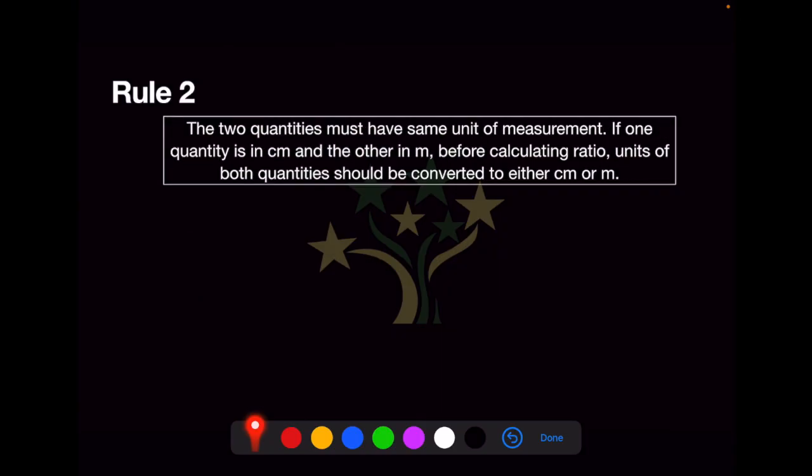Rule number 2. The two quantities must have same unit of measurement. If one quantity is in centimeter and the other in meters, before calculating ratio, units of both quantities should be converted either to centimeters or meters. Now let's understand this. Here is an example which has age of person A as 1.5 years and age of person B is 10 months. Are these two quantities in the same unit? No, one is in years and one is in months.